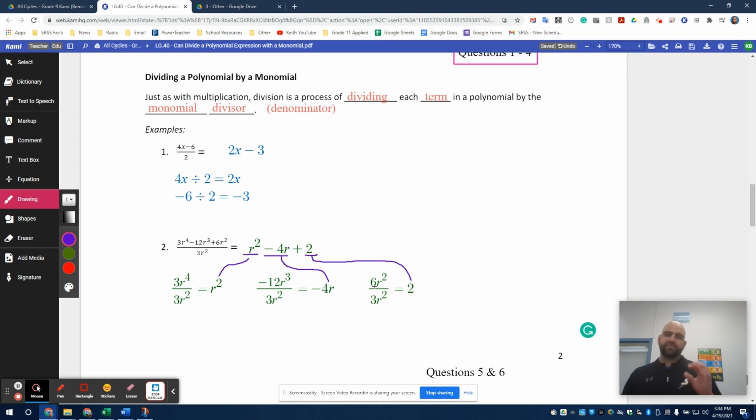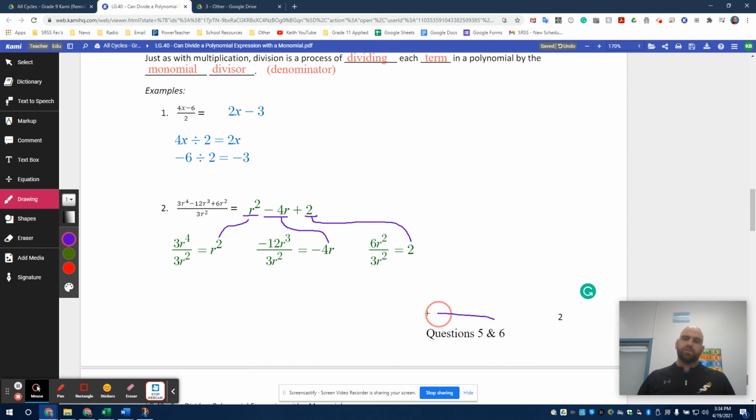So again, divide each term in the polynomial by the divisor. The divisor is the one on the bottom. And it's always going to be a monomial in this case. We're never going to worry about anything bigger than that. I want you to work on questions 5 and 6. They involve polynomials divided by monomials.